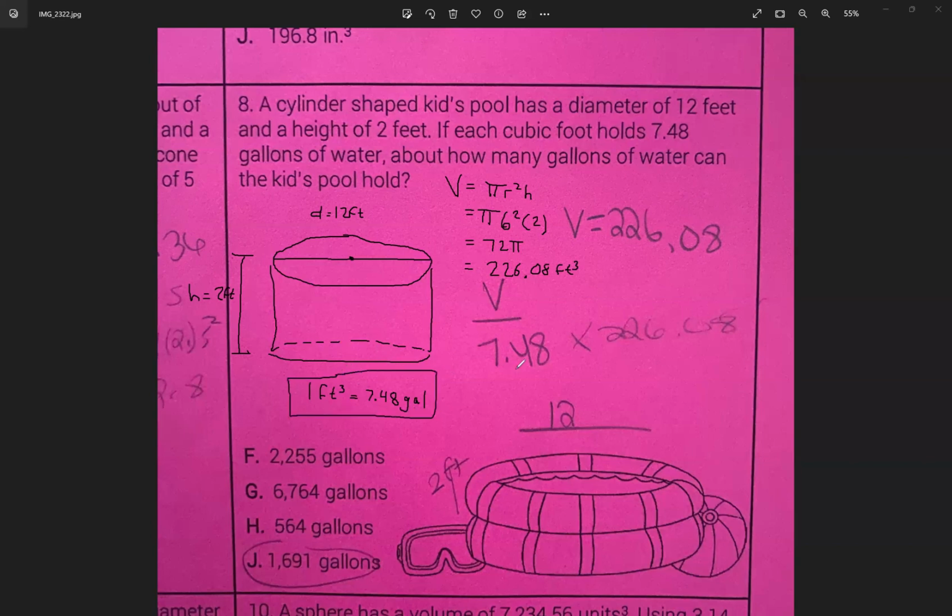We're going to multiply it by what? 226.08 times 7.48 gallons. Yes, exactly. So 226.08 times 7.48. Do that for me on your calculator or your phone. Yeah, 1,691 gallons. Okay, there you go. That one actually made sense. Just find the volume and then multiply that number by the 7.48.